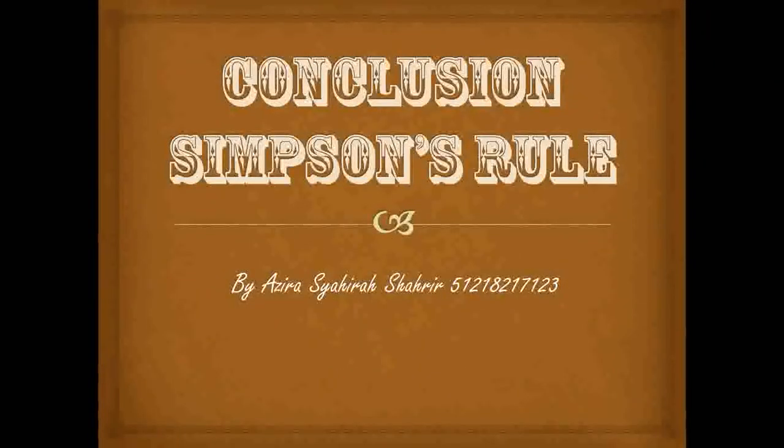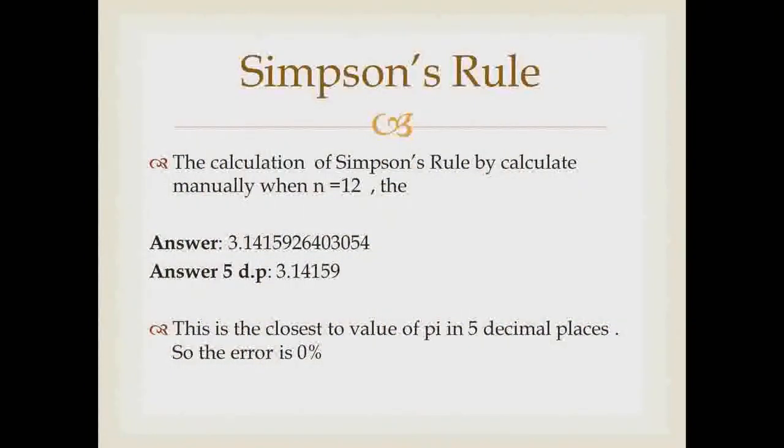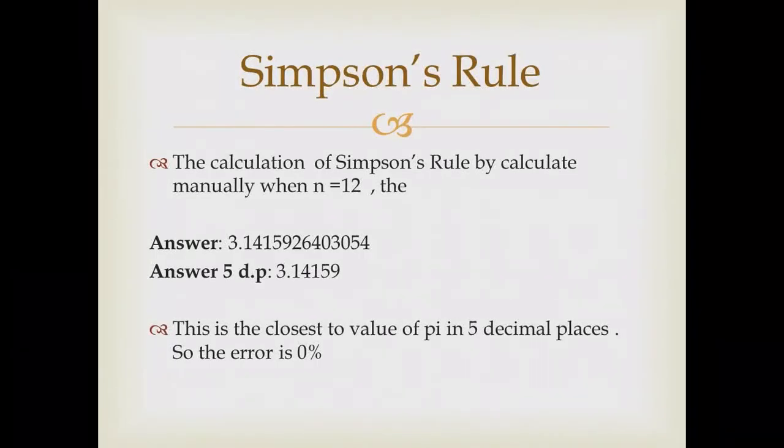Conclusion: Simpson rule. The calculation of Simpson rule by calculating manually when n is equal to 12. The answer is 3.1415926403054. The answer in 5 decimal places is 3.14159. This is the closest to the value of pi in 5 decimal places, so the error is 0%.